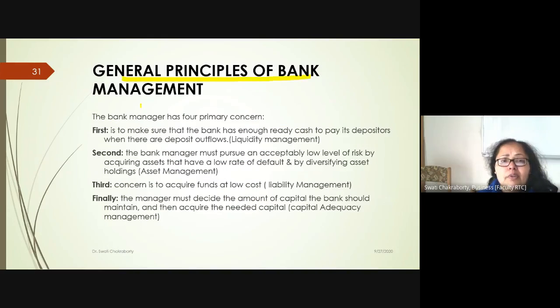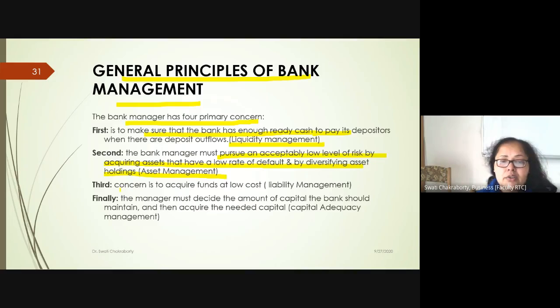Okay, so general principles of bank management. The bank manager has four primary concerns. First, to make sure that the bank has enough ready cash to pay its depositors when there are deposit outflows, right? There has to be enough money. So that's called liquidity management. Second, the bank manager must pursue an acceptably low level of risk, by acquiring assets that have a low rate of default and diversifying the asset holdings, which is called asset management. Diversify the assets and ensure that the degree of risk is low.